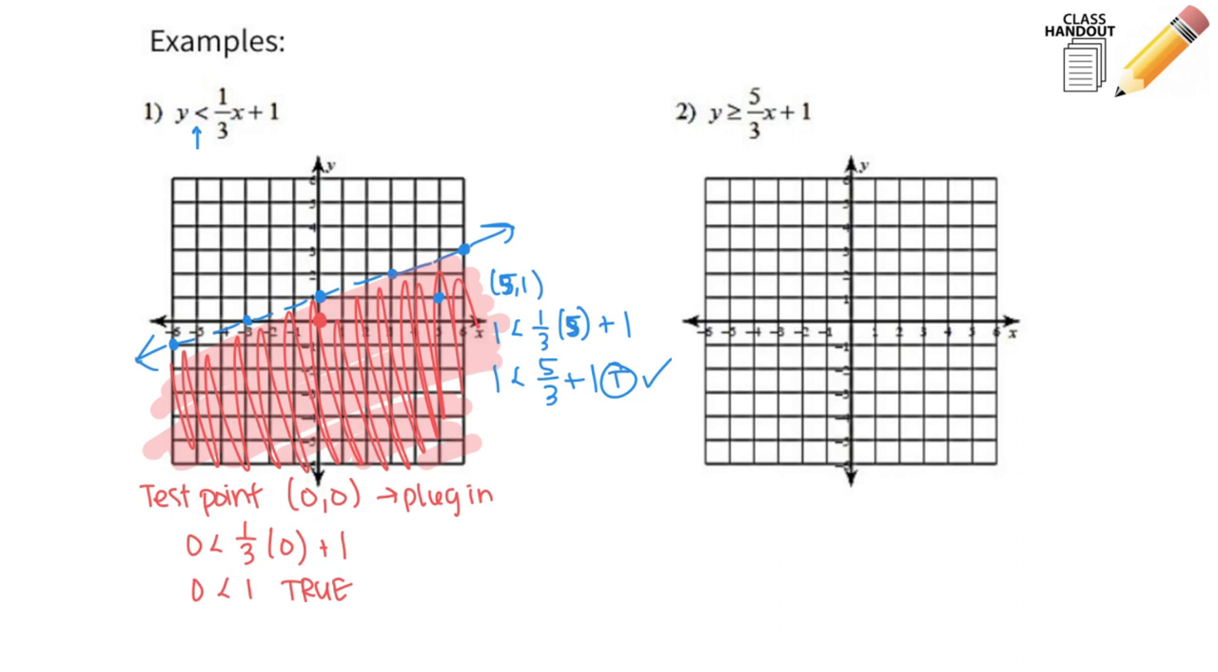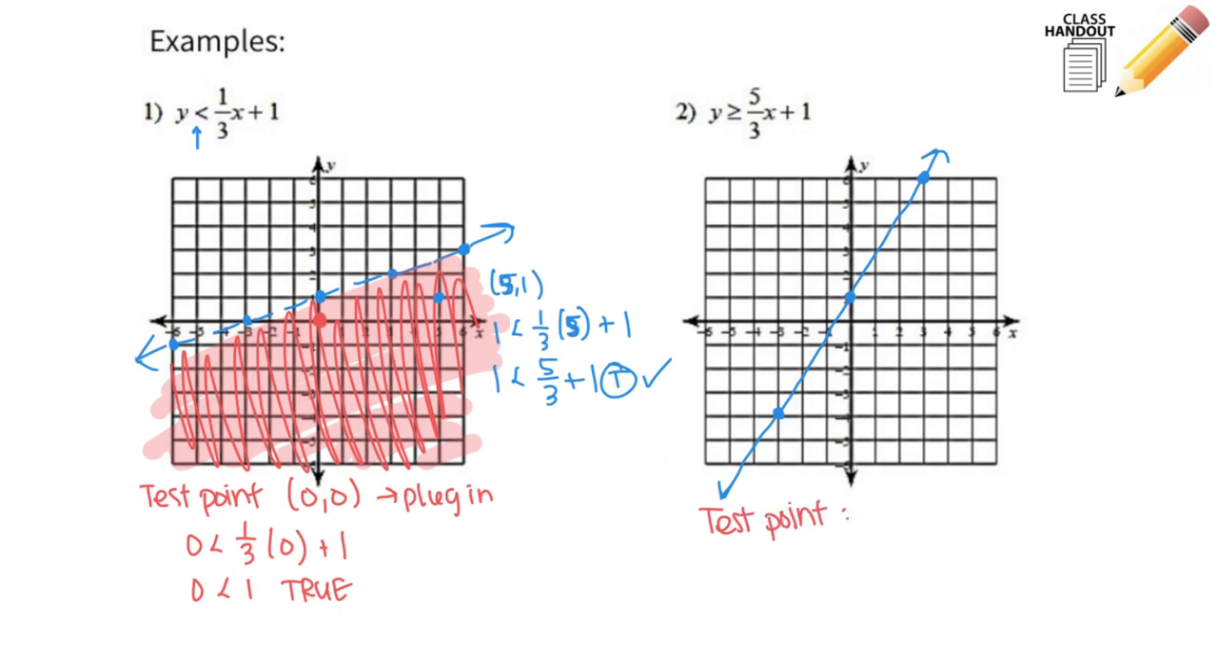So number 2, first thing I'm going to do is graph my line. My y-intercept is 1 and my slope is 5 over 3. So I'm going to go up 5, 1, 2, 3, 4, 5, and over 3. And I'm going to go in the same direction down. This has a line underneath, which means I'm going to use a solid line, which means all the points on that line would be included. And now we're going to pick a test point.